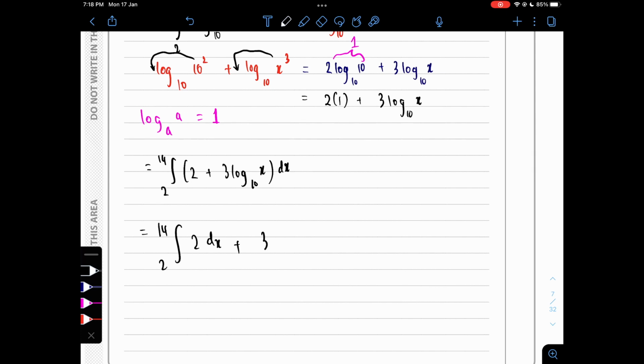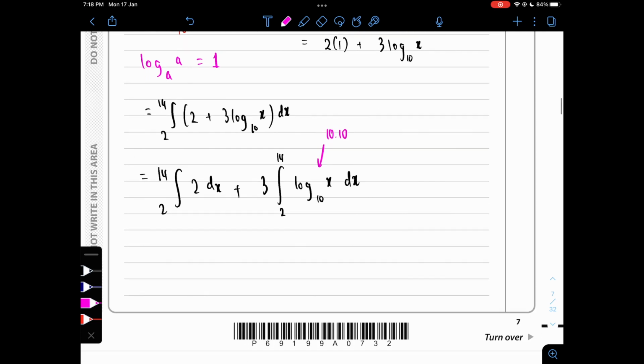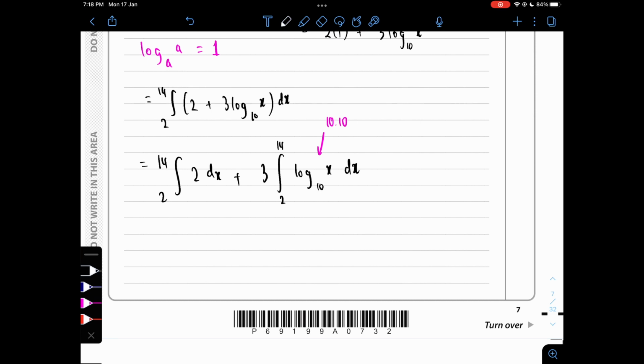We can take the 3 out of the integral from 2 to 14 of log base 10 x dx. Now we know log base 10 of 10 is 1, so we can work this out. We're left with just 2. This is 2x with the limits 14 and 2, plus 3 times log 10 of 10.